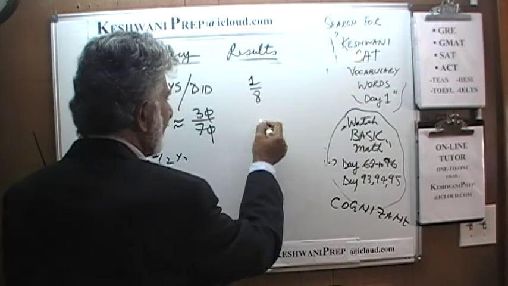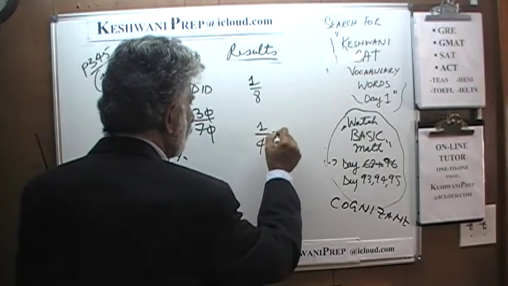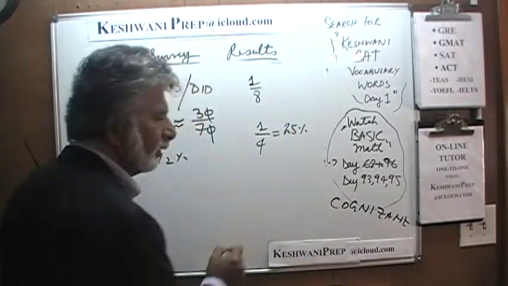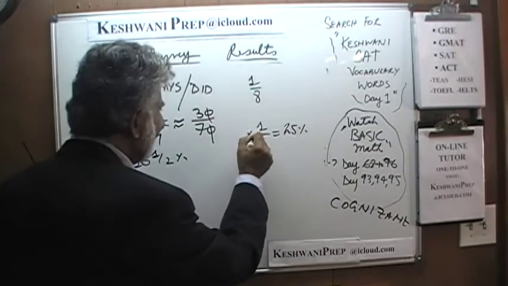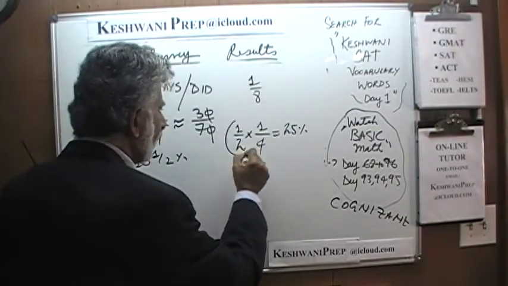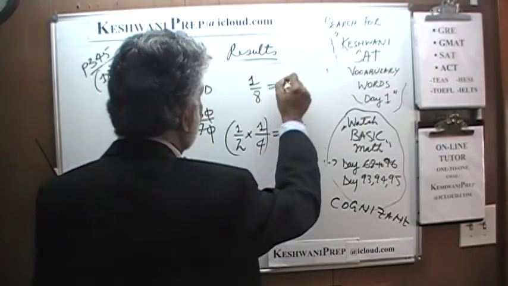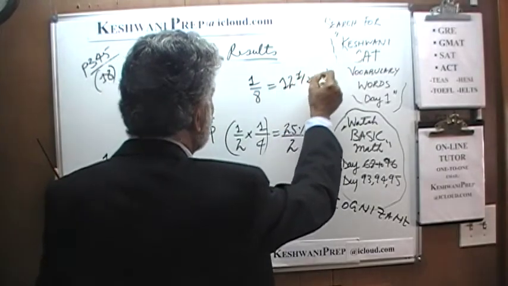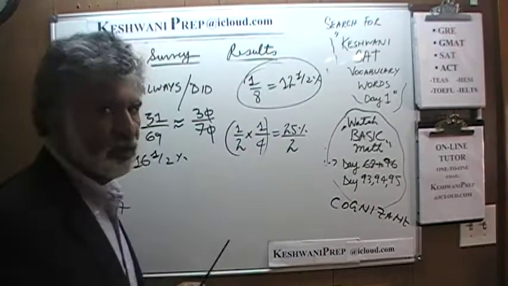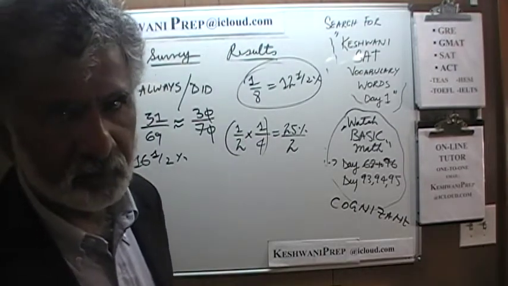Again, same thing, same idea. We know 1/4 is 25%. And 1/8 is simply half of 1/4. So half of 25% is simply 12.5. And you should know these percentages by heart. They're not that difficult. They're very simple.